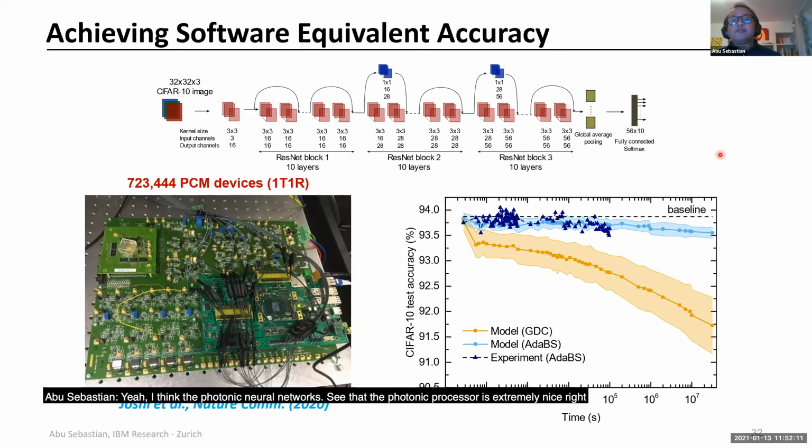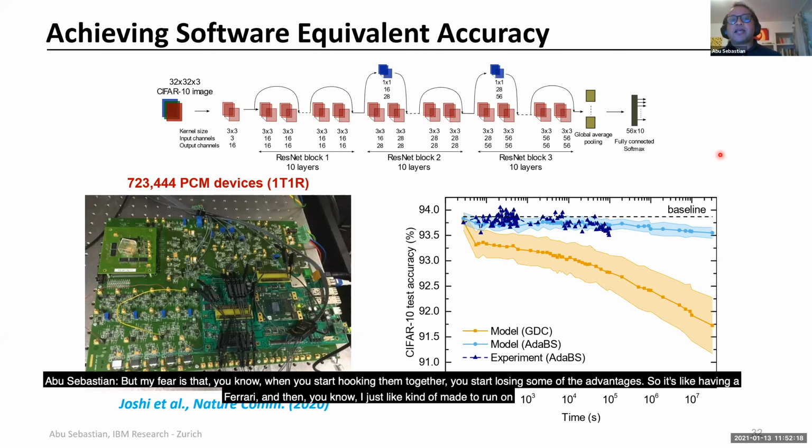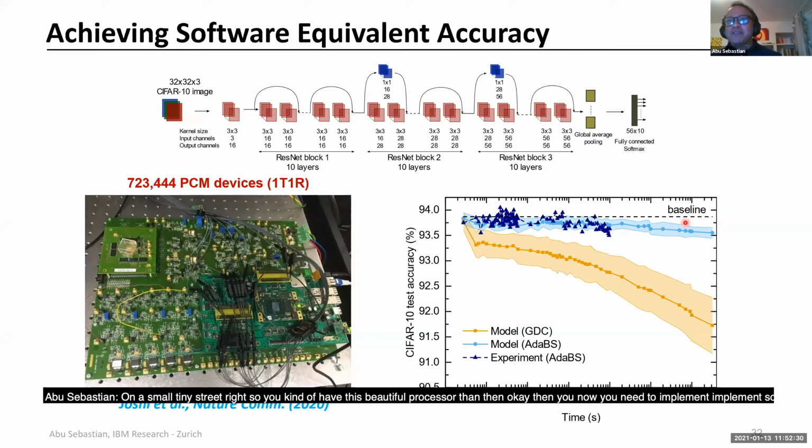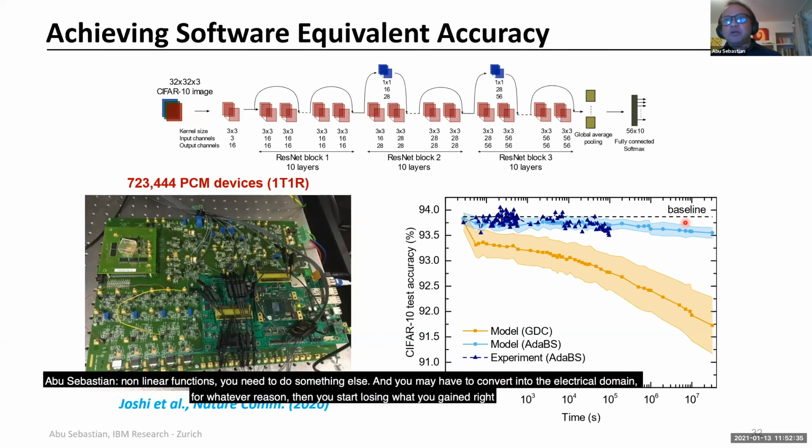Yeah, I think the photonic neural networks, the photonic processor, is extremely nice. But my fear is that when you start hooking them together, you start losing some of the advantages. It's like having a Ferrari that is made to run on a small tiny street. You have this beautiful processor, then you need to implement some nonlinear functions. You need to do something else, and you may have to convert into the electrical domain for whatever reason. Then you start losing what you gained.